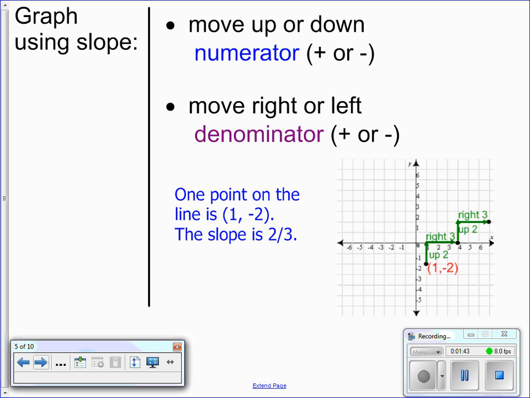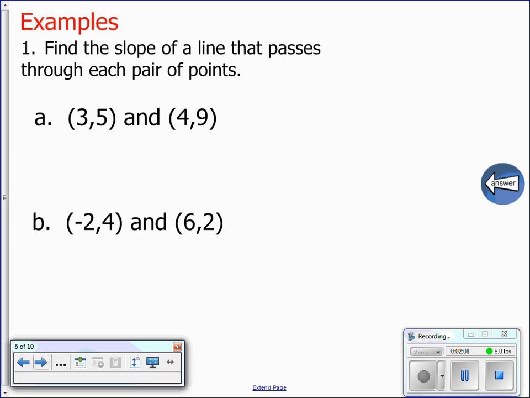So to graph using slope, the numerator tells you how much to go up and down, and the denominator tells you how to go left or right. So if it's positive, you go up or right. If it's negative, you go left or down. So they're giving you a point here, and they're telling the slope is 2/3. That means you're going to go up 2, right 3. Up 2, right 3. And that's how you graph from slope.